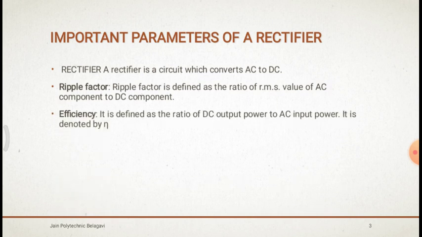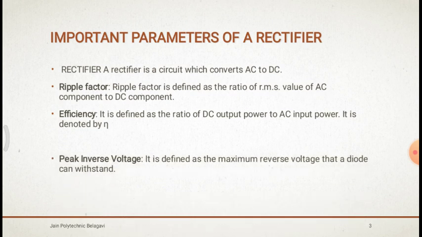Next, efficiency. We all know that efficiency is always output by input. What is the output here? DC is the output we require, and the input is the AC. So it is output by input.